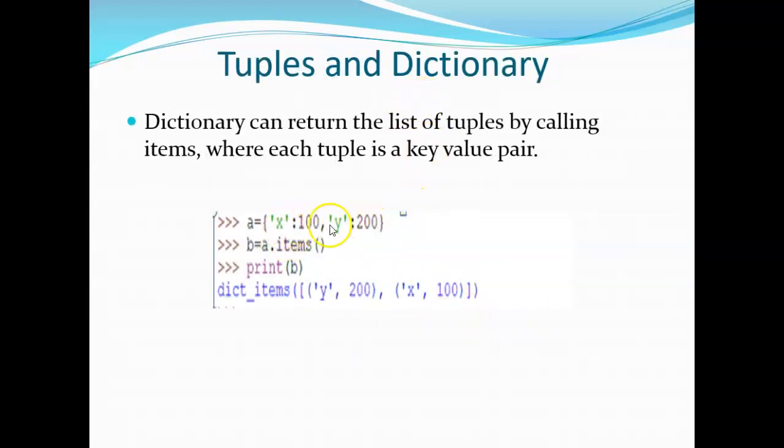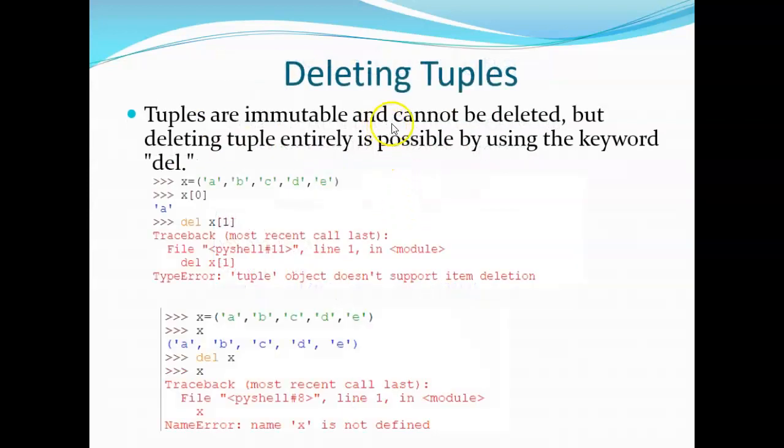Tuples and dictionary: you can use the dictionary's items method to convert a dictionary into the corresponding tuples. You got the point? Deleting tuples is done by just using del and the corresponding tuple name. You cannot delete individual elements as in a list.